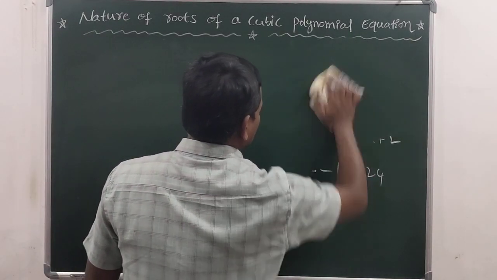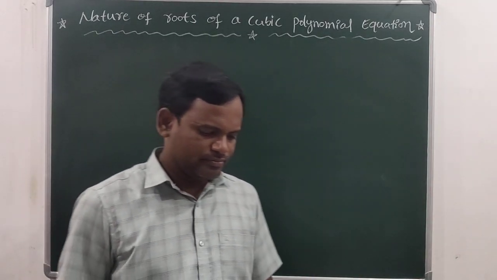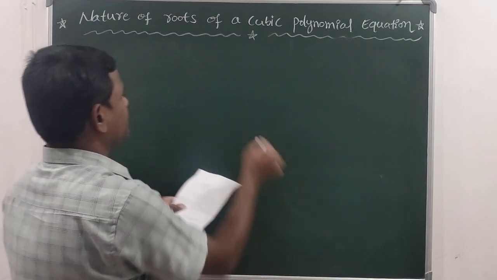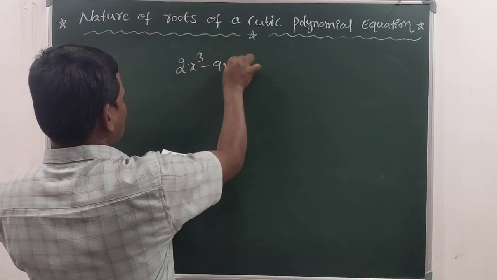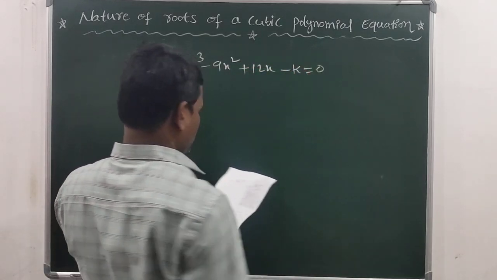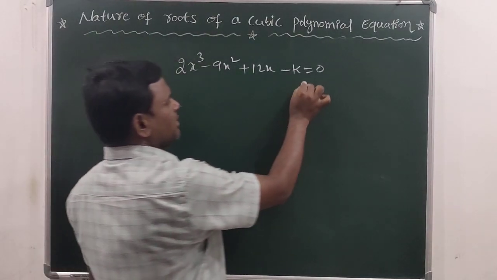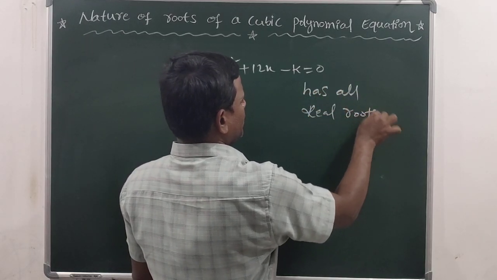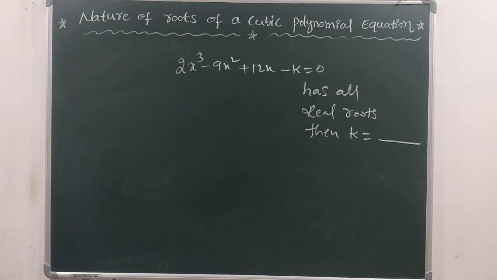And see one more question. See, this equation has all real roots. Then find the interval for k. 2x cube minus 9x square plus 12x minus k, which is equal to 0. This equation has all real roots. Then find the interval for k. Now tell me, how do you answer that question?